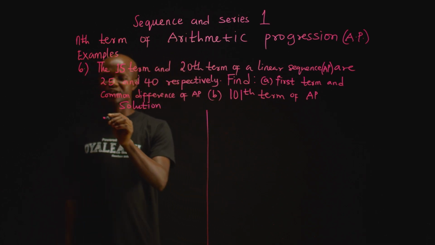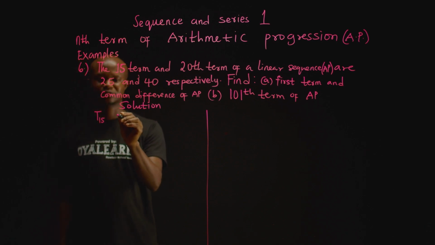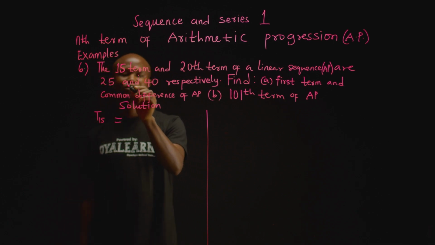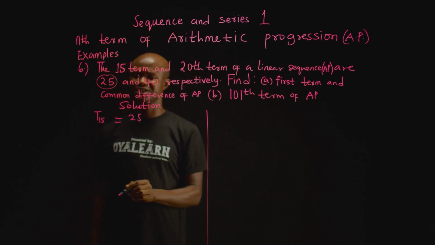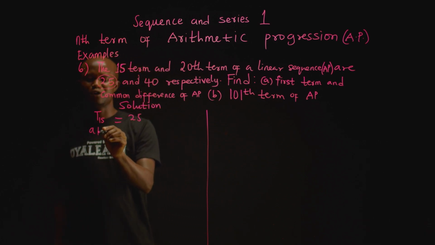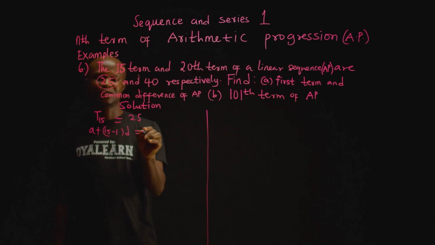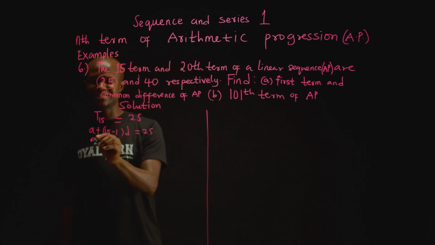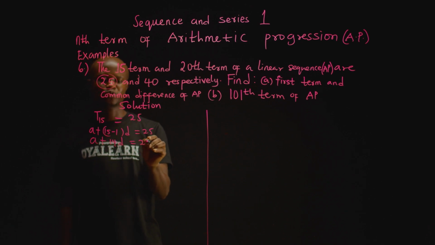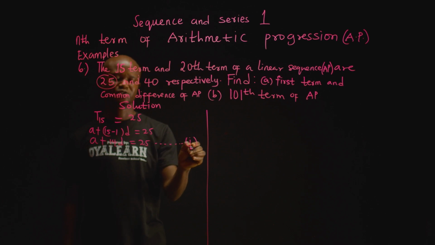Now from the question we are given T15 to be equal to 25. What is T15? That is A plus 15 minus 1 D, and that is equal to 25. So we can simplify this as A plus 14D equals 25. This represents equation 1.